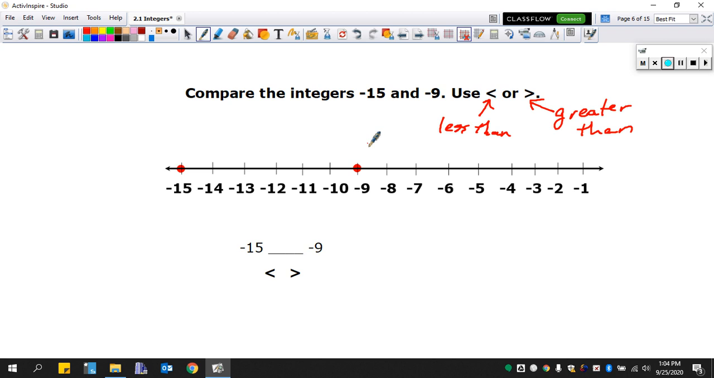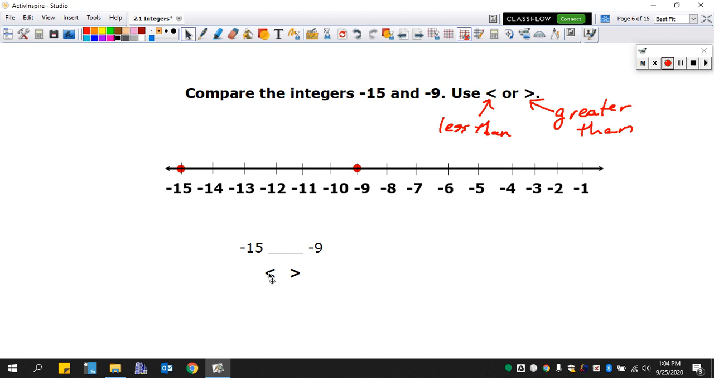All right, so let's graph it. -15 is already graphed actually. So that's down here. -9 is up here. So we know that -9 is larger than -15.